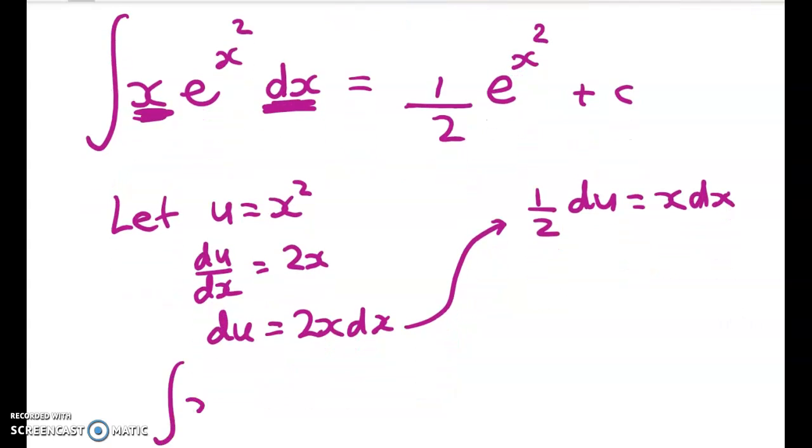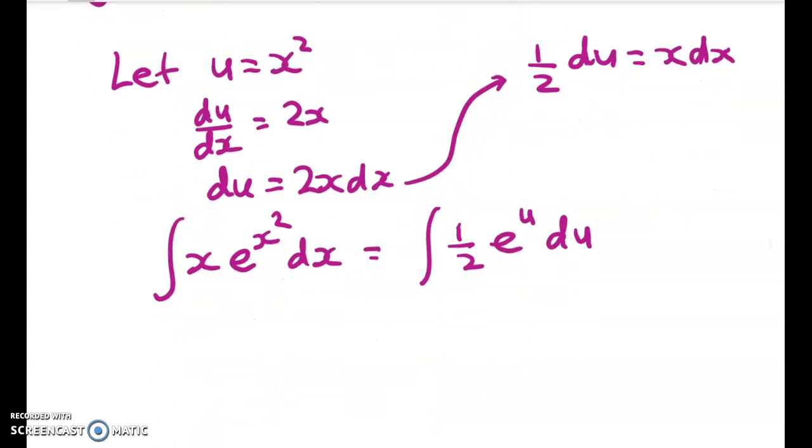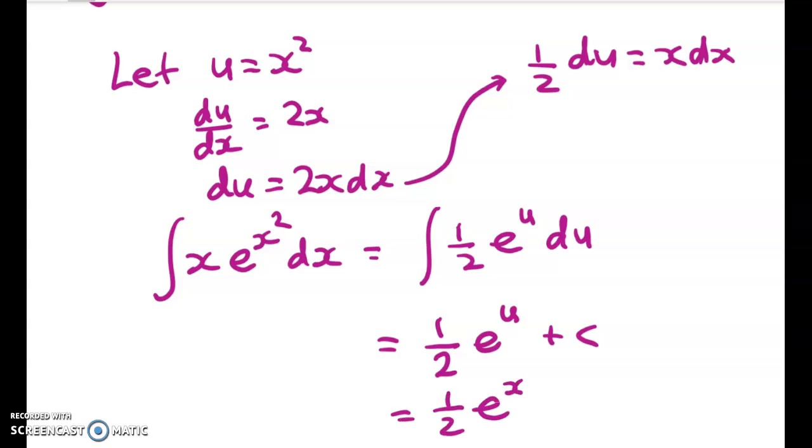That means that we can rewrite our integral in terms of u completely. So we're going to have 1/2 times e to the u du. And that equals 1/2 e to the u plus c, which is 1/2 e to the x squared plus c.